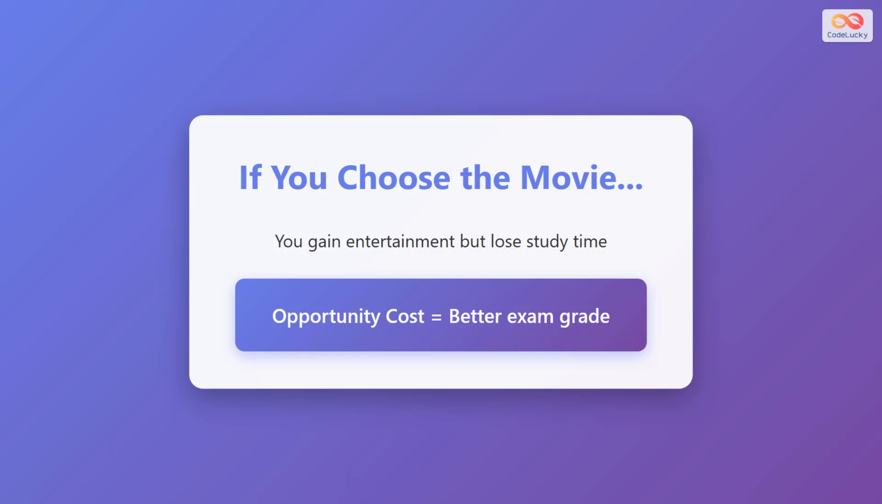If you decide to watch the movie, you gain entertainment, relaxation, and enjoyment. However, you lose the study time you could have used to prepare for your exam. The opportunity cost of choosing the movie is the better exam grade you might have achieved if you had studied instead. You're trading potential academic success for immediate entertainment. Neither choice is wrong, but being aware of the trade-off helps you make a more informed decision.